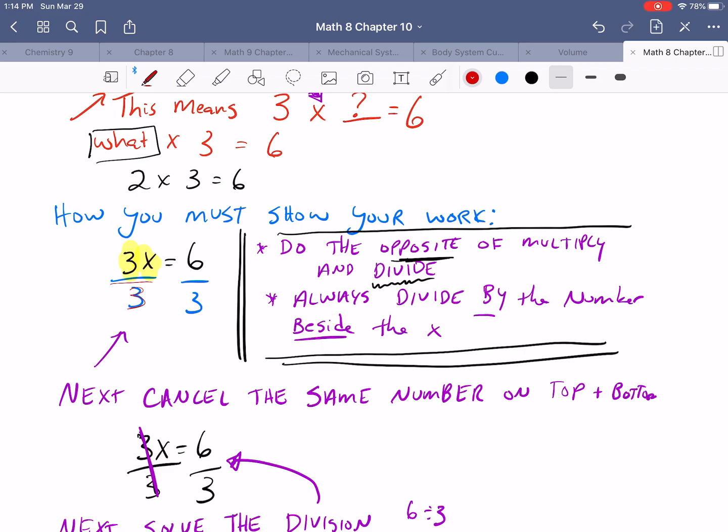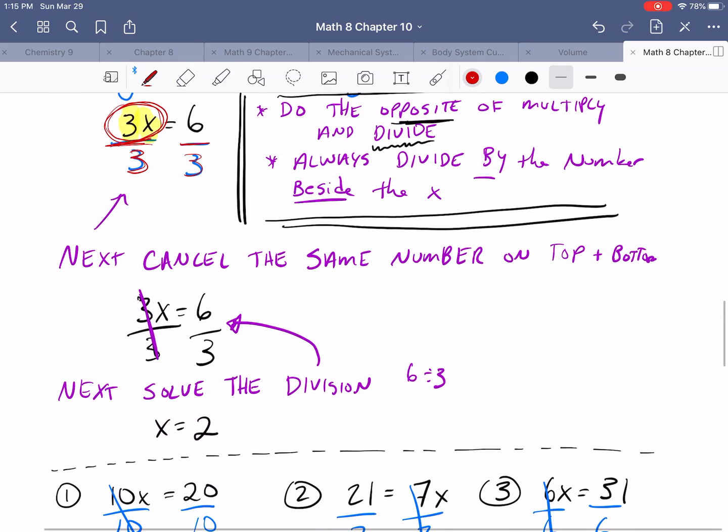And then you can do the opposite thing of what's happening here. So this statement right here is multiplication. So the opposite of multiplication is division, and that's why we divide by 3. Whatever we do to one side, we do to the other side. So we got to divide by 3 on this side.